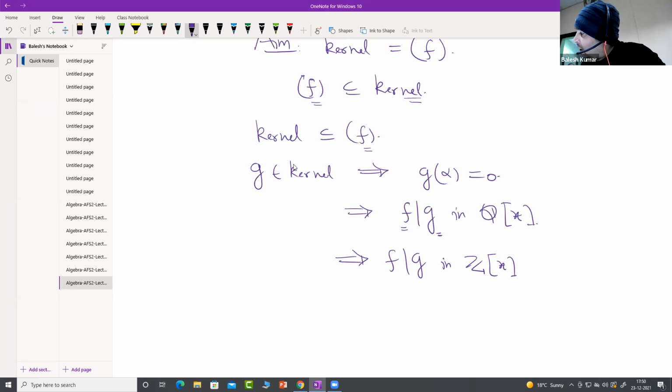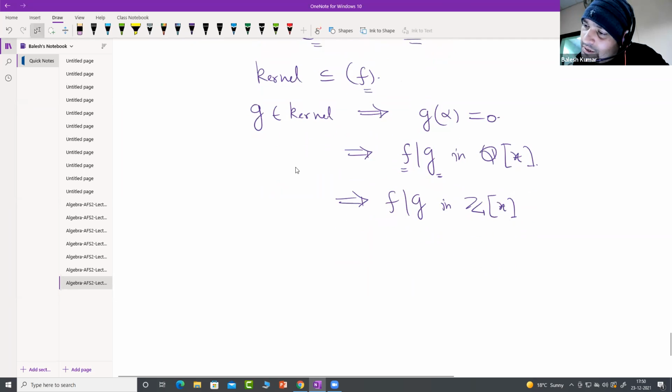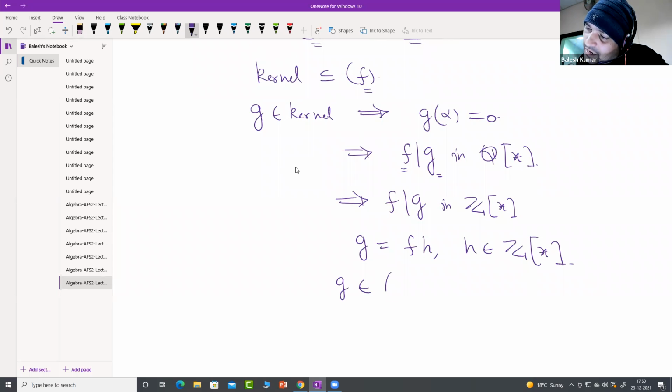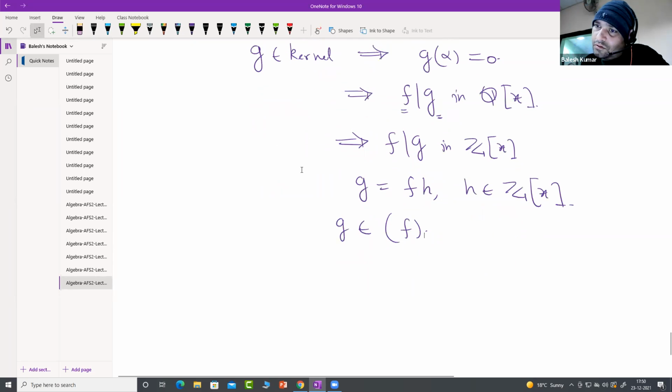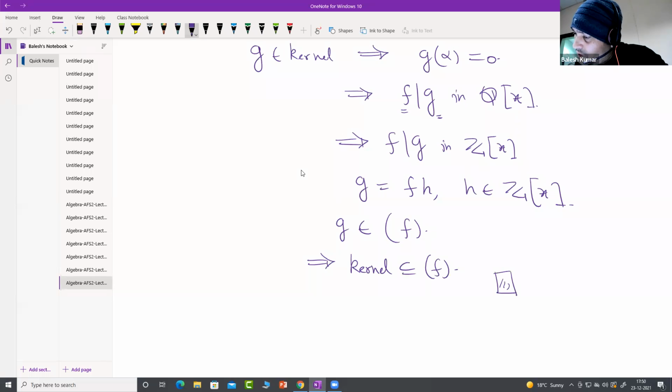And so therefore, what does this mean? That g is a multiple of f times h, where h belongs to Z[x]. So therefore g lies inside the ideal generated by f, and so this implies that the kernel is contained inside the ideal generated by f. And so therefore it proves the proposition. And so now I would like to stop the lecture and we will continue in the next lecture. So thank you very much.